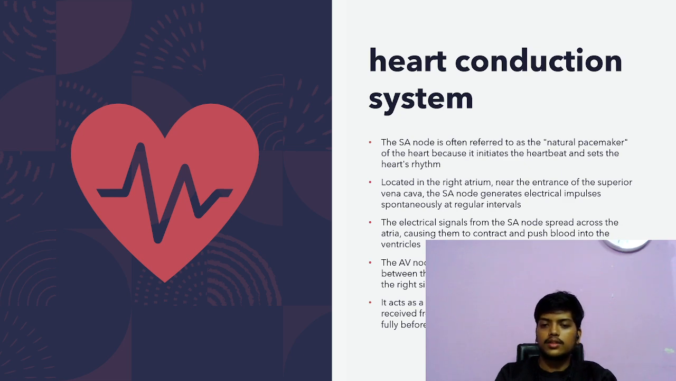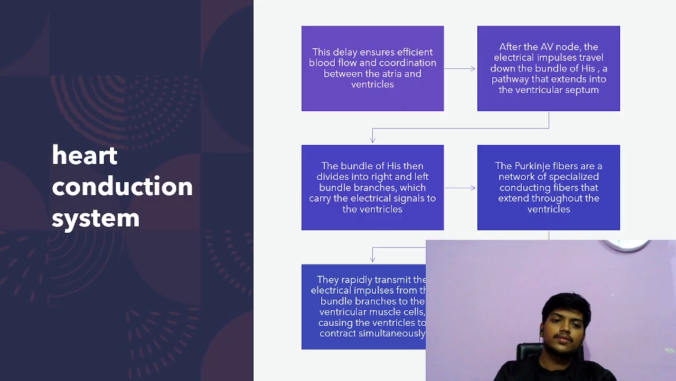Later, the AV node is a small bundle of specialized cells located between the atria and the ventricles, near the tricuspid valve on the right side of the heart. It also acts as a gatekeeper, delaying the electrical impulses received from the SA node, allowing the atria to contract fully before the ventricles are stimulated. This delay ensures effective blood flow and coordination between the atria and ventricles.